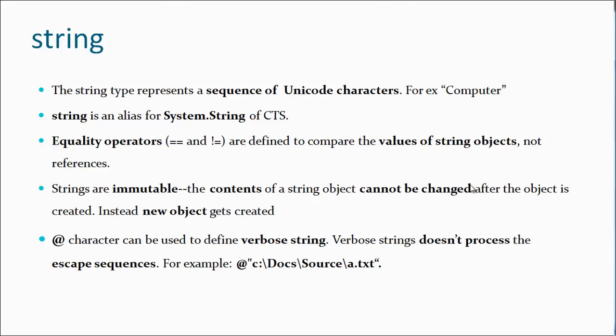The string type represents a sequence of zero or more Unicode characters. For example, "computer" in double quotes. Equality operators are defined to compare the value of string objects and not references. It makes it convenient to compare two strings simply using equality operators. One thing you should know about strings is that strings are immutable. That means the content of a string object cannot be changed after the object is created. But if you try to modify the content, a new object will get created.